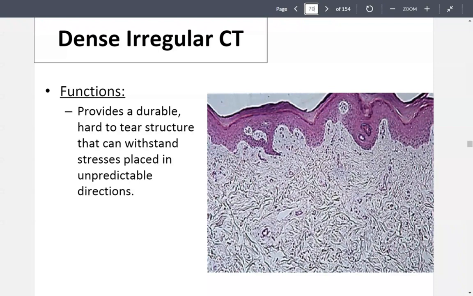If I'm the underlying surface of my skin, if I'm covering my spleen, my kidneys, I can't necessarily pinpoint what direction the stress or wear and tear is going to come from. That's where this tissue will come into play, is excellent. Because these collagen fibers go every which way, they're able to respond in any direction.